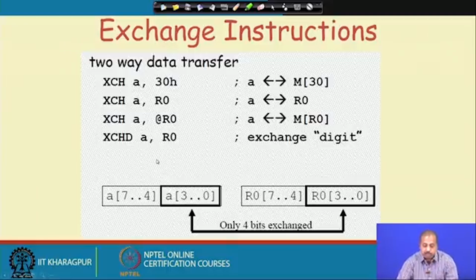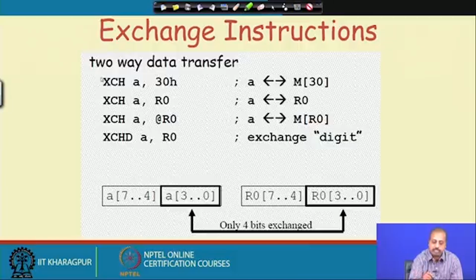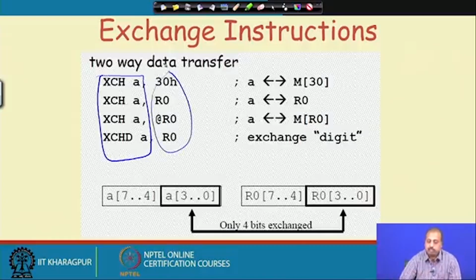There is another type of data transfer instruction which is known as exchange. This exchanges the values of 2 bytes. XCH A, 30 hex: the content of register A will be exchanged with memory location 30. And again, in all these instructions the A part is fixed. So, XCH A, this part is fixed, and only the second operand can be specified. So, you can say like XCH A, @R0.